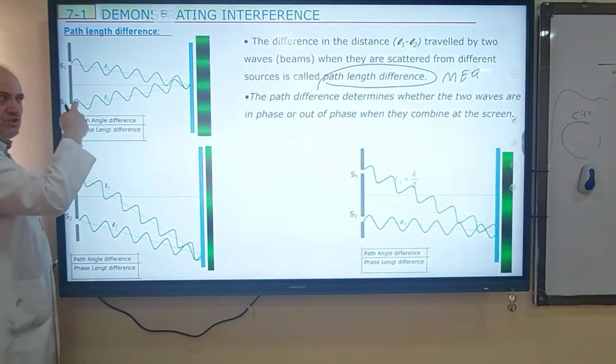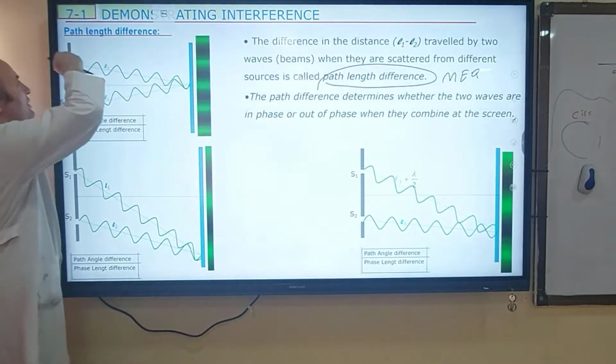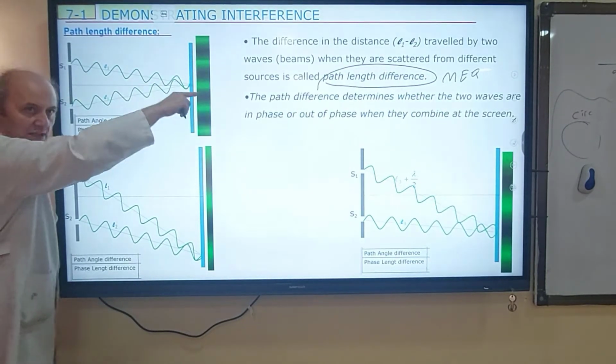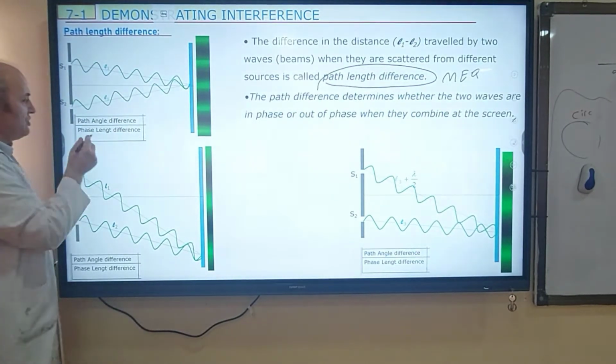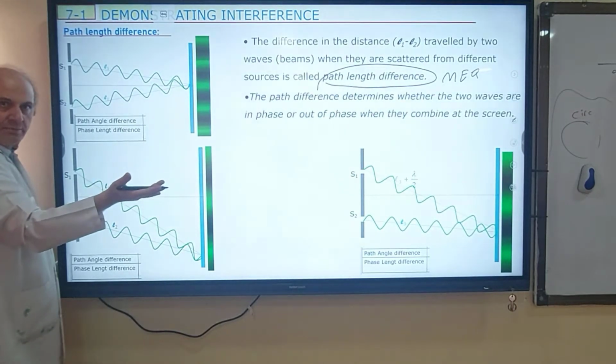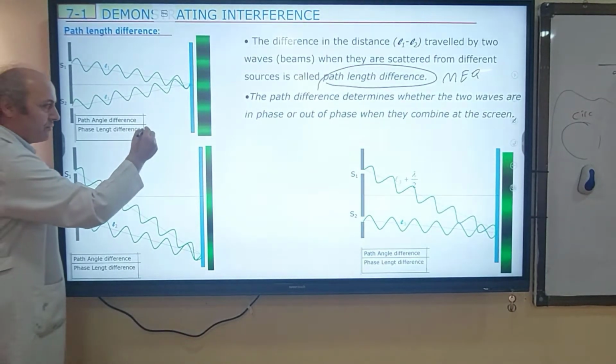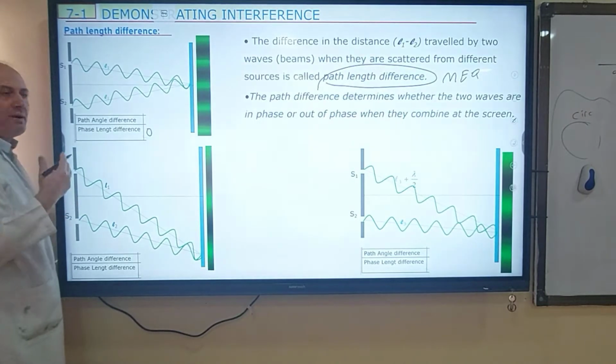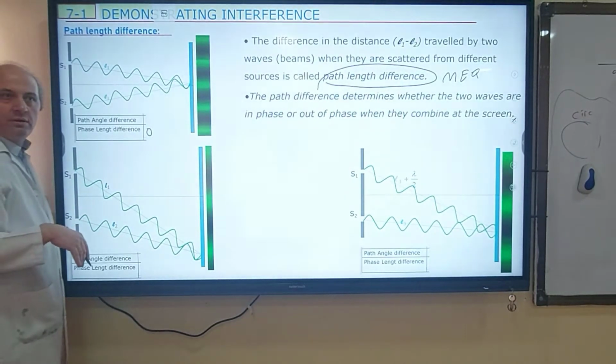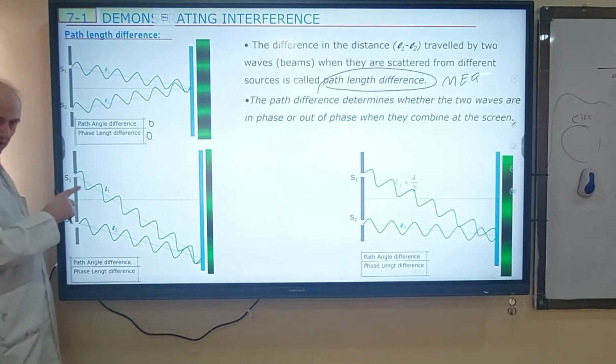Both travel 6 lambda. We count them. This wave travels 6 lambda, that wave travels 6 lambda, and path length difference is 0. Yes, 6 lambda minus 6 lambda, 0. Path length difference is 0. What about phase angle difference? 0 again.